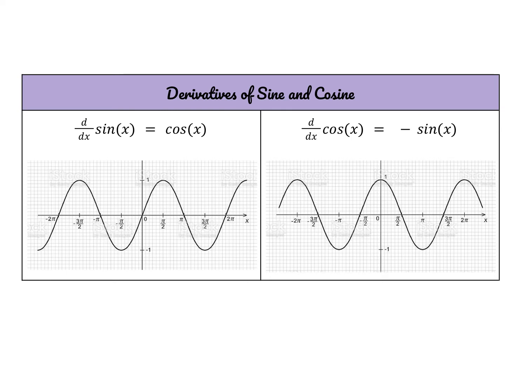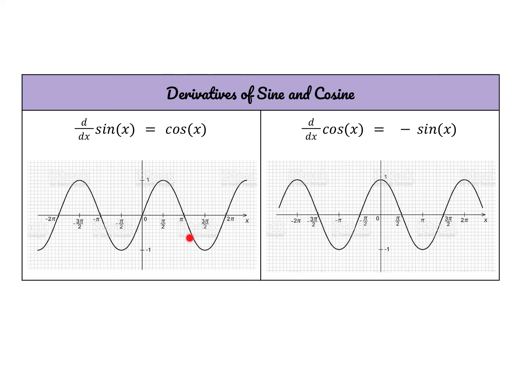And we're going to start by looking at the derivatives of sine and cosine. So we are going to prove both of these, but the derivative of the sine of x is just cosine of x, and the derivative of a cosine of x is equal to the negative sine of x. So I just want to look at the graphs to see visually why this makes sense.